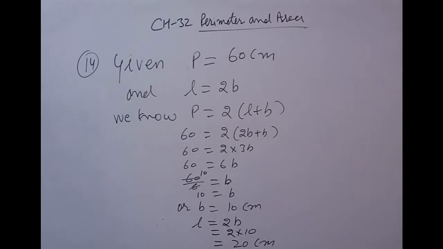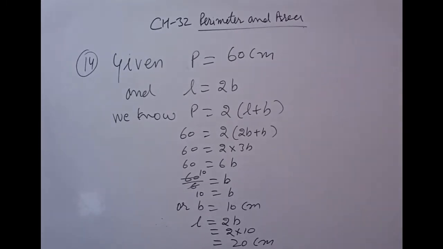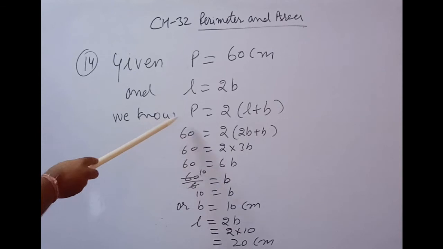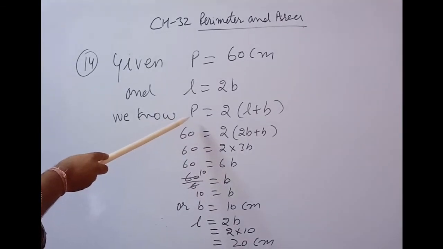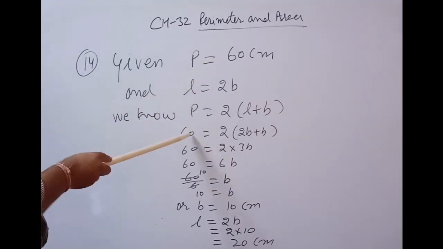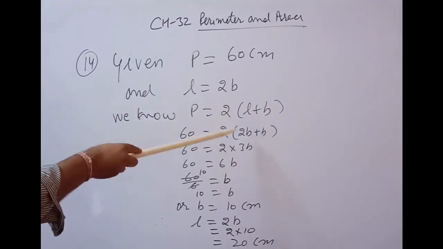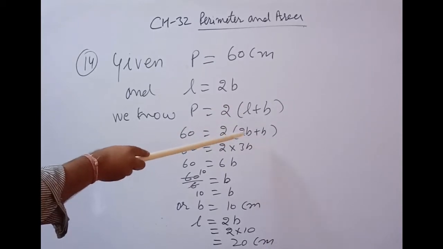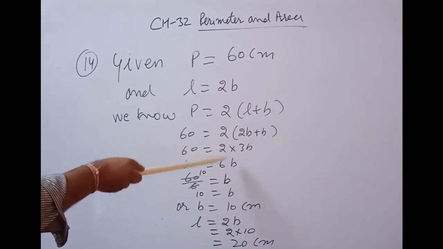Children, we are taking question number 14. Given the perimeter of a rectangular field is 60 centimeters and the length is twice the breadth. So we will take L equal to 2B. Here, the perimeter of a rectangle, you all know, P equals 2 into (L plus B). P is 60, right. So 60 equals 2 into (L plus B). L is equal to 2B, so write 2B in place of L, plus B. 2B plus B gives 3B. 2 into 3B gives 6B.